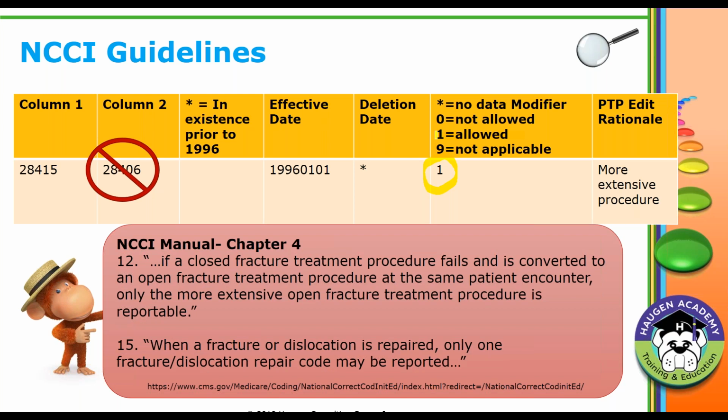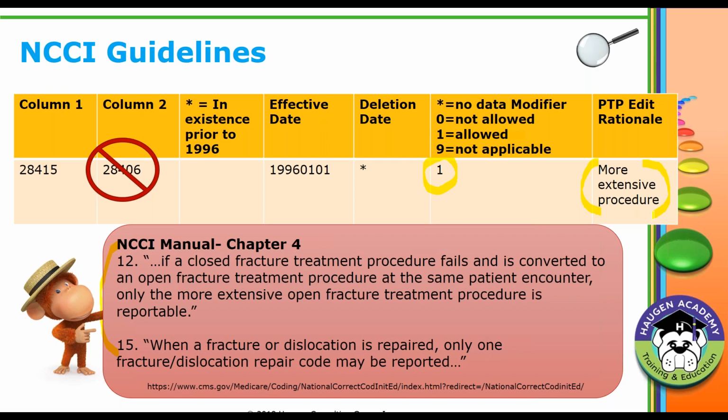And your NCCI manual will actually go through and give great explanation of why some of these edits exist. So if you're having discussions with a physician on why they can't bill two procedures together, I always think the NCCI manual is a great reference because it's right from CMS, and you can actually pull the verbiage to explain why you can't code two procedures if they are bundled together. So in this case, the procedure to procedure edit rationale is that the closed treatment is part of the open treatment, and the open treatment is going to be the more extensive procedure.